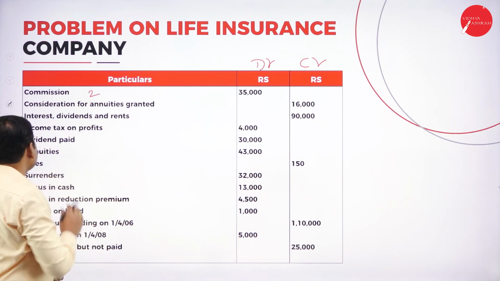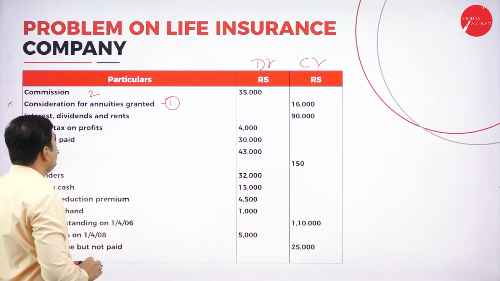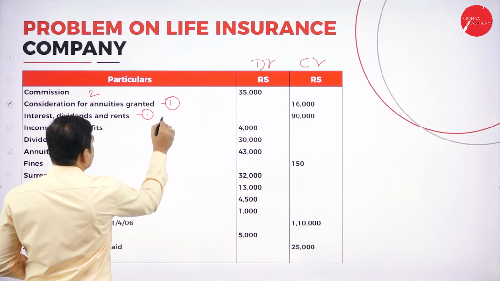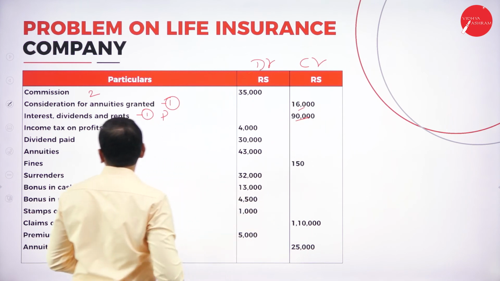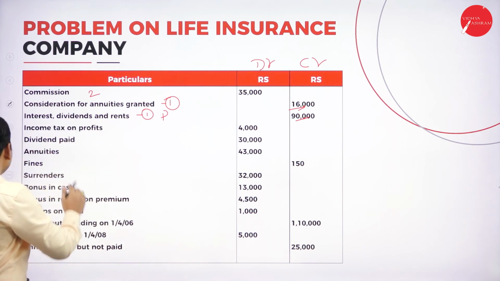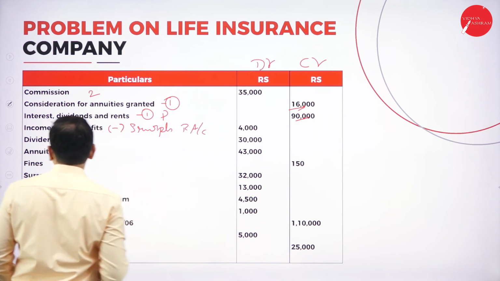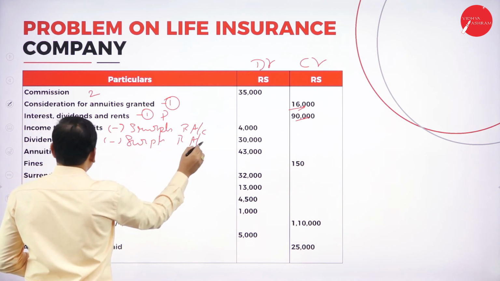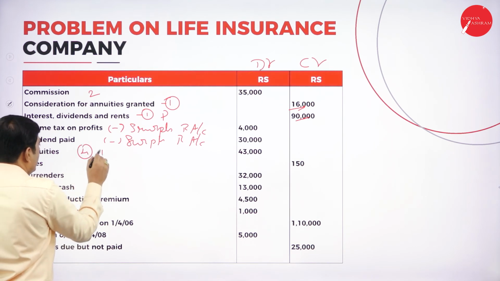Next one, consideration for annuities granted. We can show it in schedule number 1, premium. Next one, interest and dividend, schedule number 1. Here it is received, on the credit side, so it is also collected. Consideration for annuity granted is an income, 16,000. Next one, income tax on profit, minus from surplus in revenue account. Next one, dividend paid, minus from surplus in revenue account. Next one, annuities. Show it in schedule number 4, benefits paid.